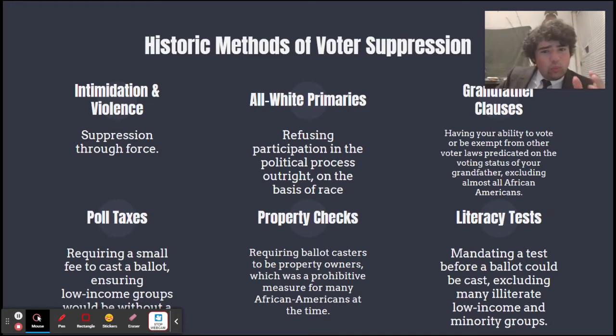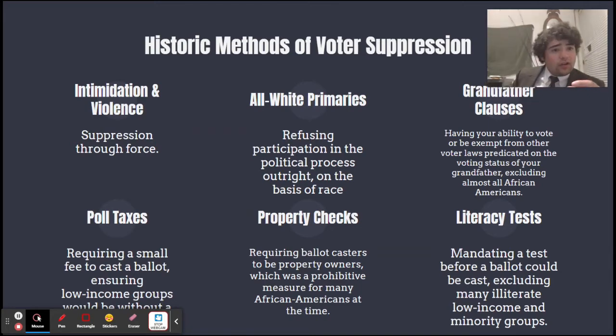Both of these would have been prohibitive for low-income white communities as well, if it weren't for something called the grandfather clause. Now, what a grandfather clause did is that it dictated that your voting status or your exemption from voter laws was predicated on the voting status of your grandfather. Now, this was fine for many white Americans as they could trace their lineage back generations to land and property owners and people who could vote.